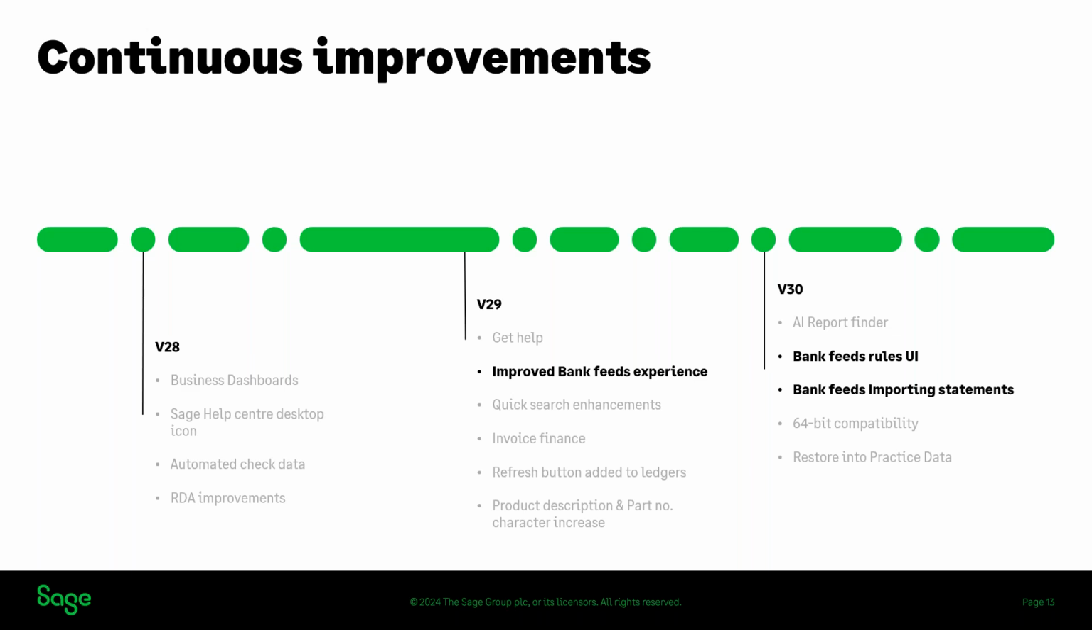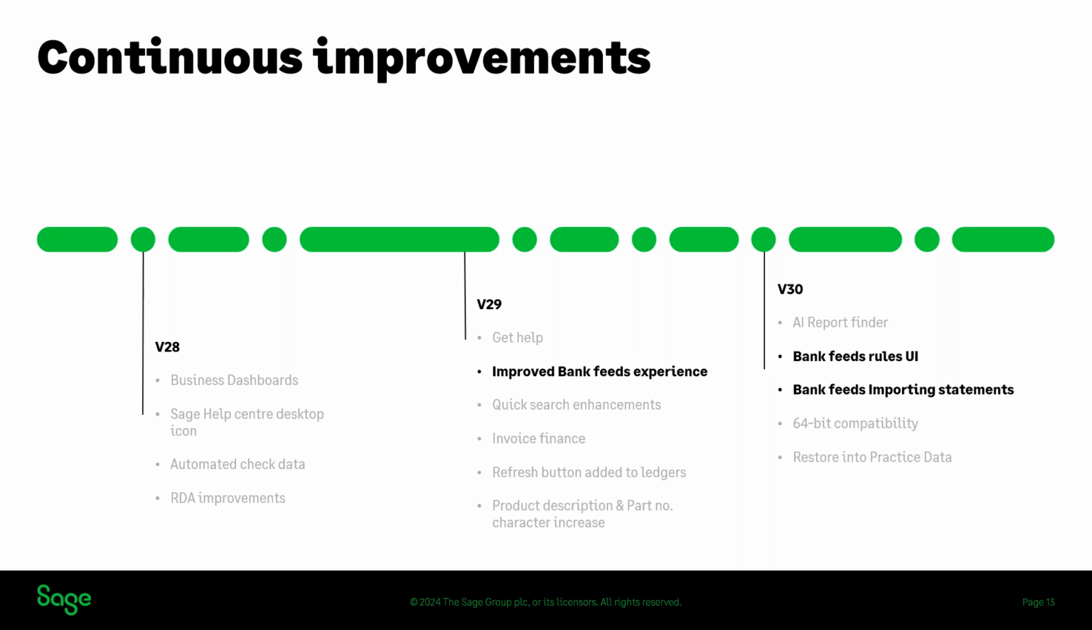Okay, so coming back to the timeline from earlier, you can see, especially from version 29, where we really started to implement changes to bank feeds by changing the look and feel. In version 30, we've continued those improvements by updating the Create Bank Feeds Rules window, the Rules Approval screen, and the Manage Rules window. You also now have the ability to import your statements. Some banks refer to it as a statement, some banks refer to it as just a downloaded list of your transactions. And it's for those banks that are not compatible with an automatic feed.